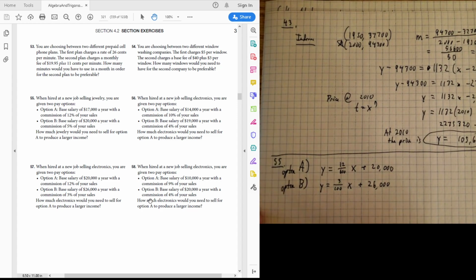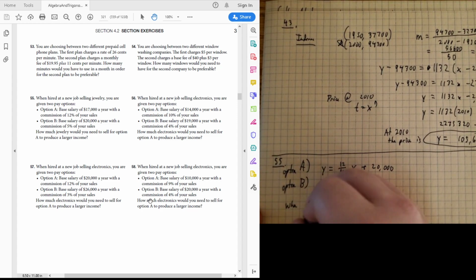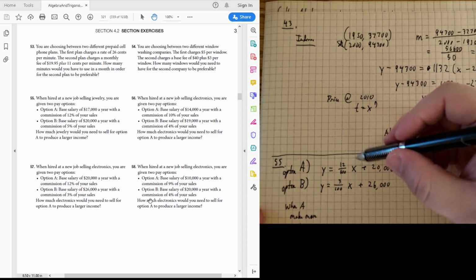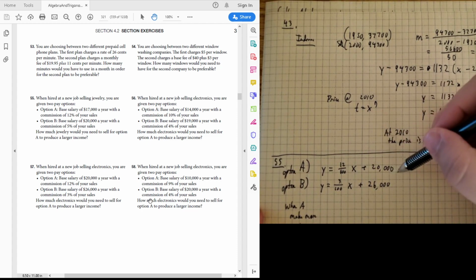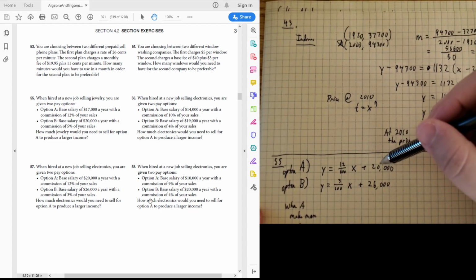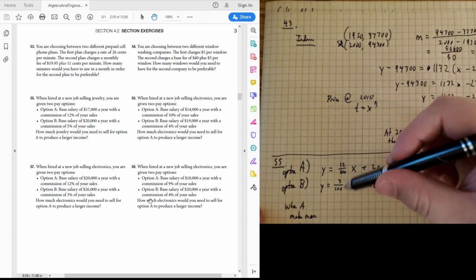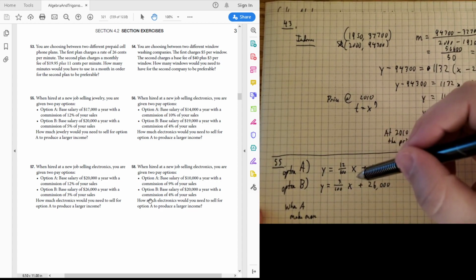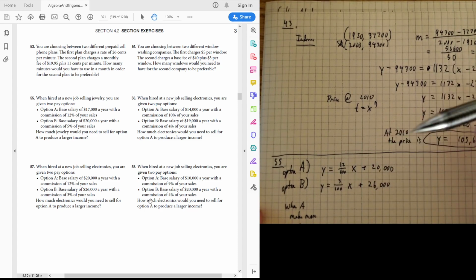And it says, when will option A make more money? Because if you don't make any sales at all, this top equation is going to get you $20,000, because 0 times that fraction is 0, plus 20,000 is 20,000. And the bottom equation is going to get you 26,000. So if you make 0 sales, then B is going to make you more money. The question is, when does A flip the switch?